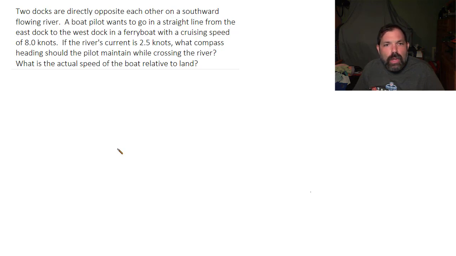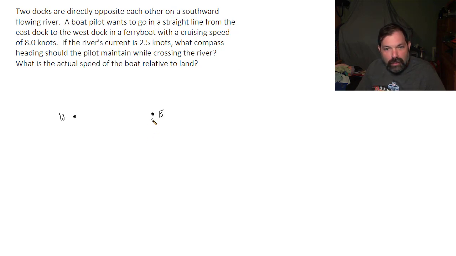Alright, so two docks are directly opposite each other on a southward flowing river. A boat pilot wants to go in a straight line from the east dock to the west dock. Alright, so let's say here's the east dock and here's the west dock, in a ferry boat with a cruising speed of 8 knots. The river's current is 2.5 knots. What compass heading should the pilot maintain while crossing the river?